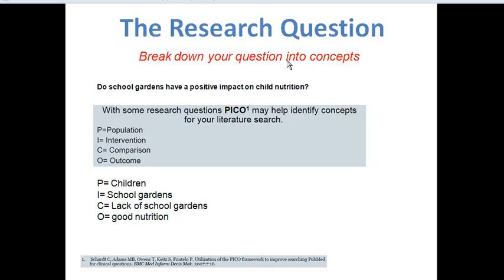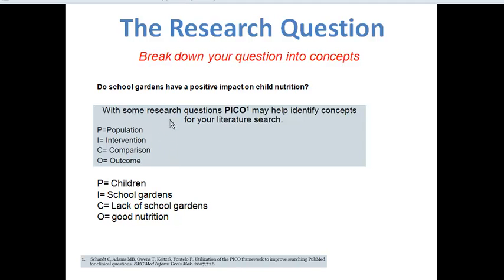Now, how would I go about finding information on that in PubMed? There's a helpful tool called PICO, which I discussed briefly in my presentation. And PICO basically represents categories that you can use to construct your question. The P in PICO stands for population, the I stands for intervention, the C stands for comparison, and the O stands for outcome. So what you want to do is take a look at your question and apply this PICO model.